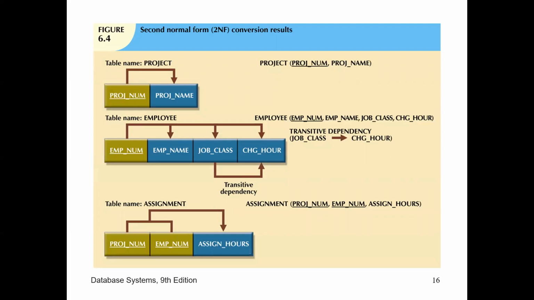The results of steps 1 and 2 are displayed in figure 6.4. At this time, most of the anomalies identified earlier have been eliminated. Do note that figure 6.4 shows a transitive dependency, which can generate anomalies as well. Try to compare figure 6.3 and figure 6.4 and see the differences.